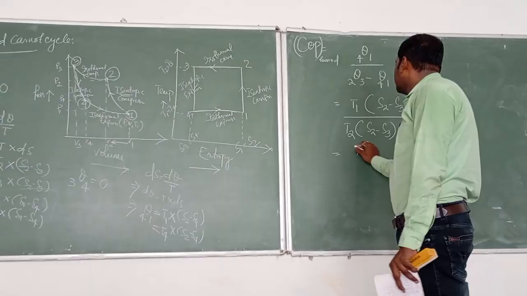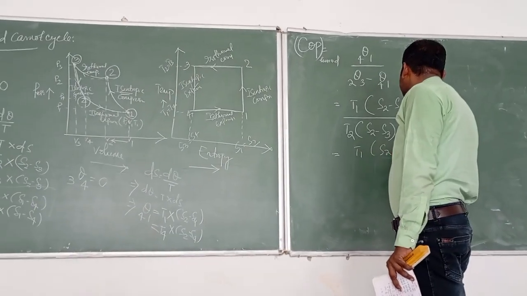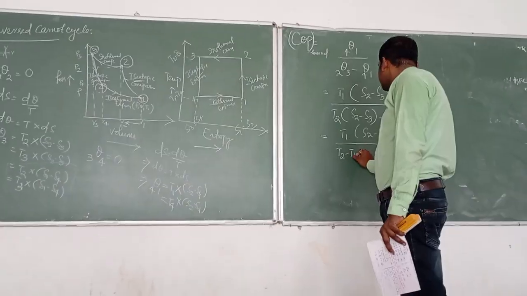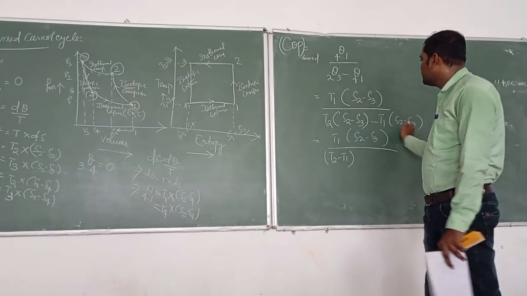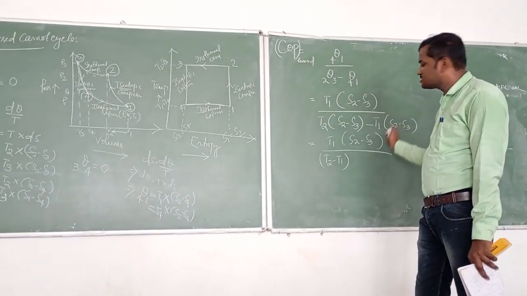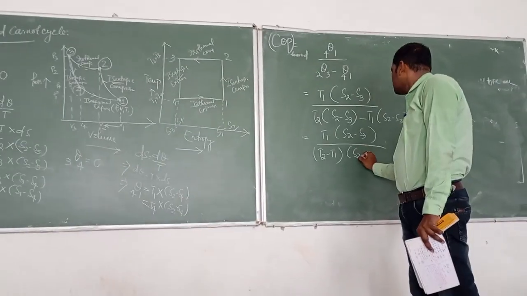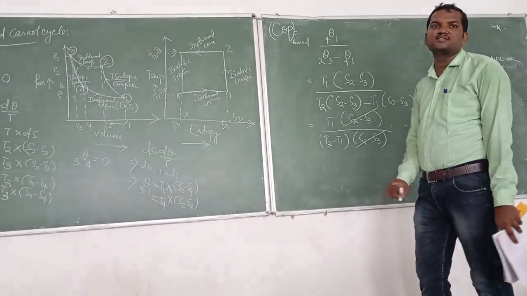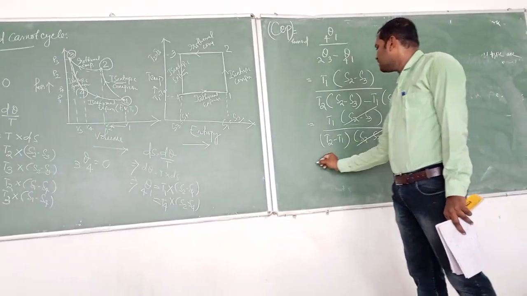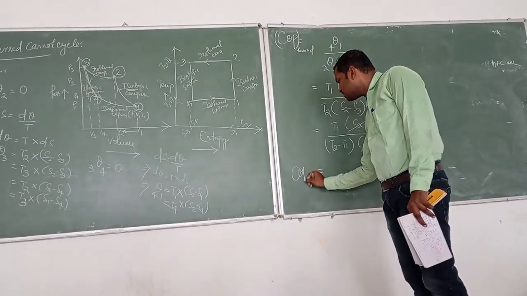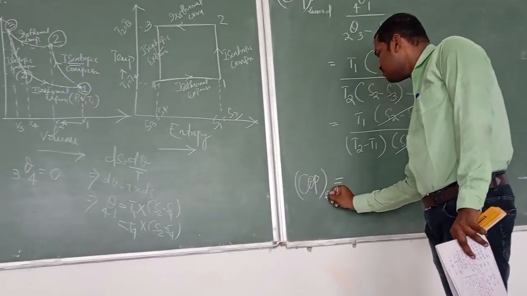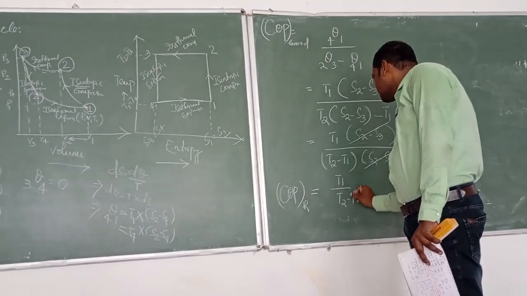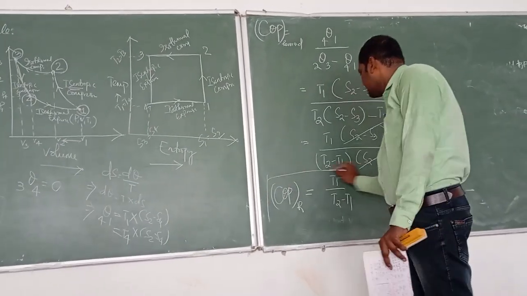Taking common, COP is T1 into S2 minus S3 divided by T2 minus T1 into S2 minus S3. The S2 minus S3 cancels, so finally the COP of a reverse Carnot cycle is equal to T1 by T2 minus T1. This is the final relation.